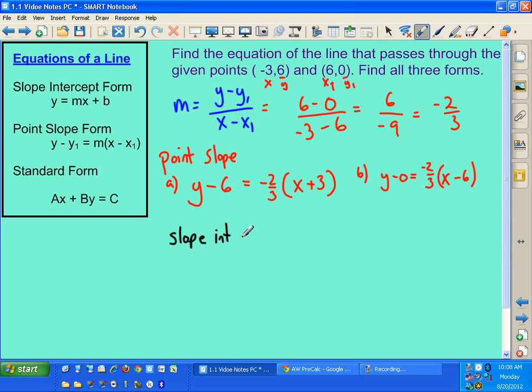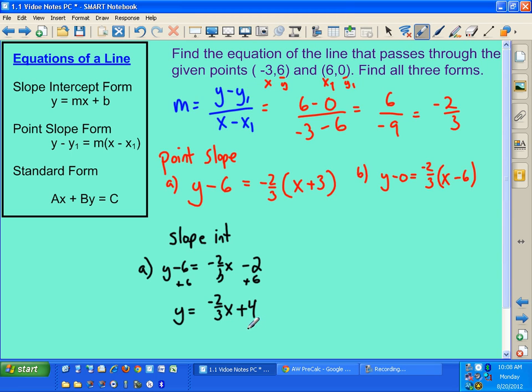And so what I would do is take the point-slope equation and solve it for y equals. So if I take the first one here, if I take A, that would be y minus 6, and I'm going to distribute the negative 2/3 to the parentheses, I get negative 2/3 x, and negative 2/3 times 3 becomes negative 2. And at this point then I'm going to add the 6 across the equal sign, and I end up with y equaling negative 2/3 x plus 4. So there's my slope-intercept form.